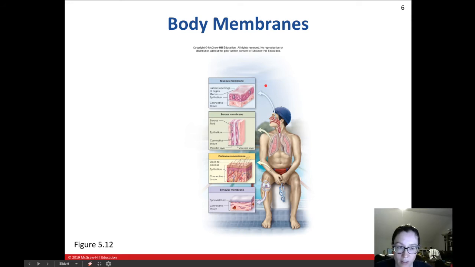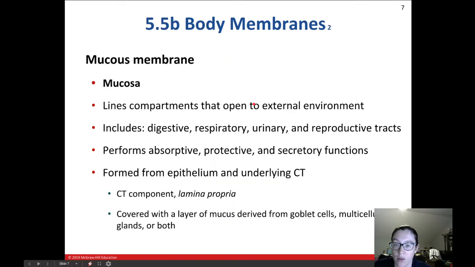So the type of epithelium on these mucous membranes is going to vary as we move through it. Same thing in the reproductive tract and the urinary tract. The urinary tract is mostly transitional epithelium. So we have lots of different types of epithelium that are going to be making up the mucous membranes. But they are all covered in mucus, right? Because they're mucous membranes. And they line those cavities that are open to the outside world.